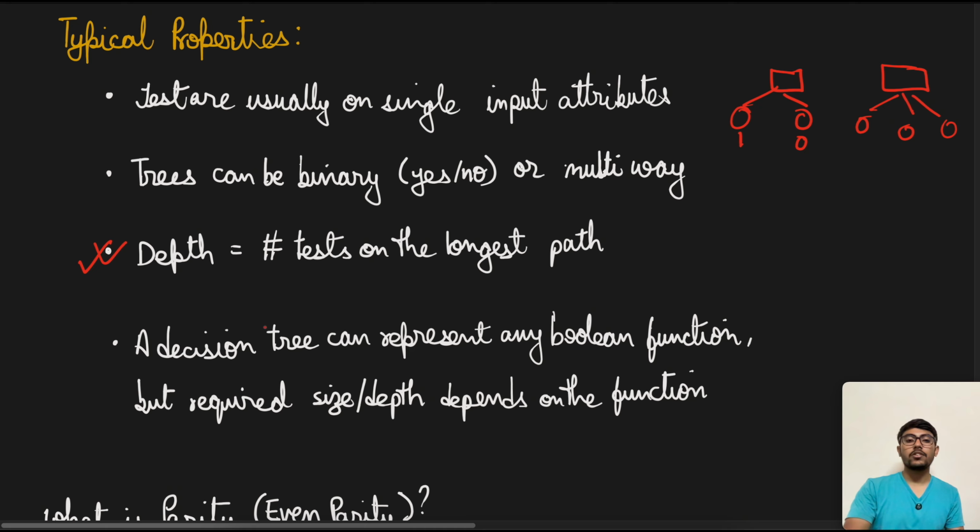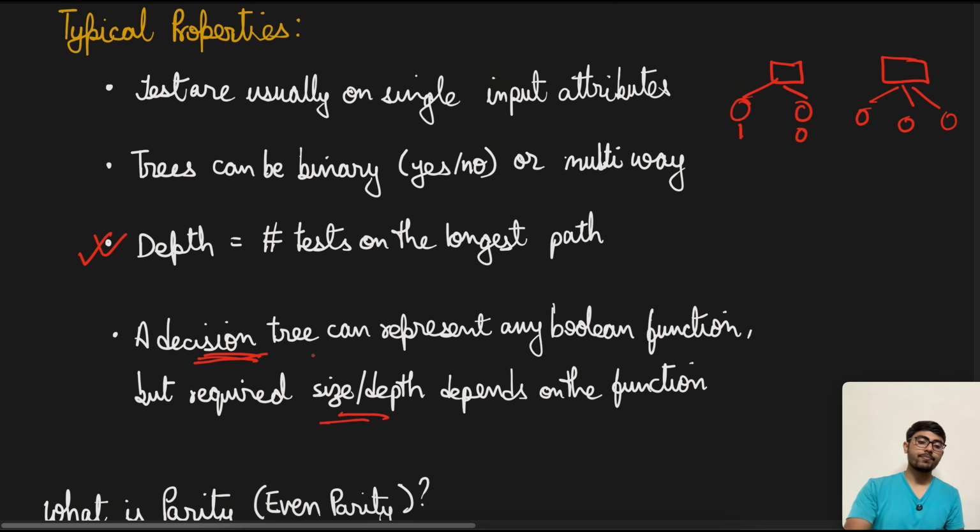Then there is decision tree that can represent any Boolean function, but required size or depth depends on the function. Okay, so what this statement says is any Boolean function which we see in expressions can be written as a decision tree, but the size of that decision tree, the size meaning the depth, okay, the depth of that decision tree will depend on the function that we are basically decoding.